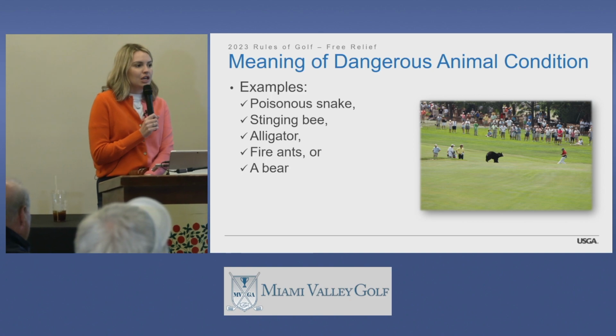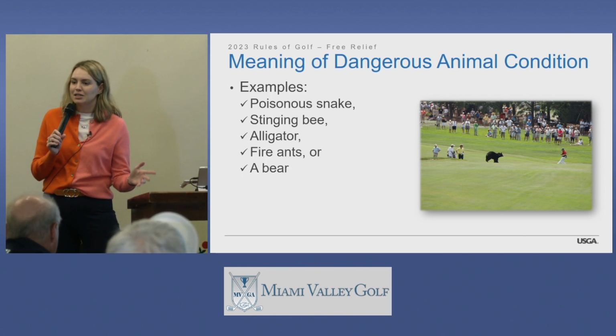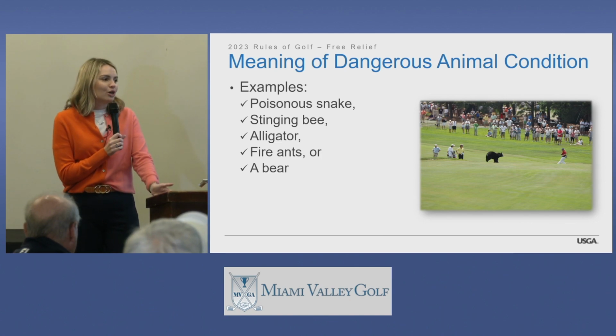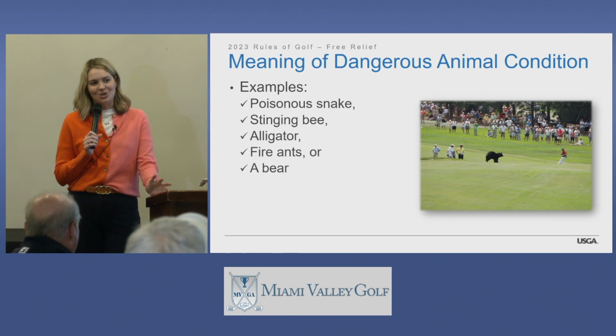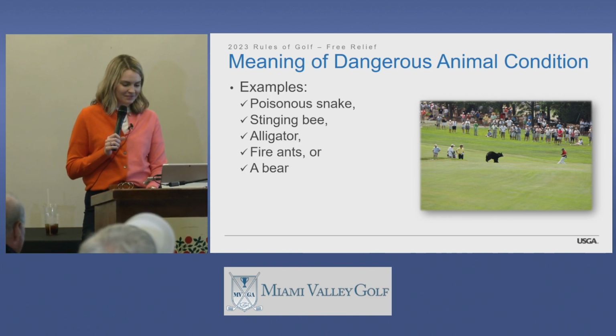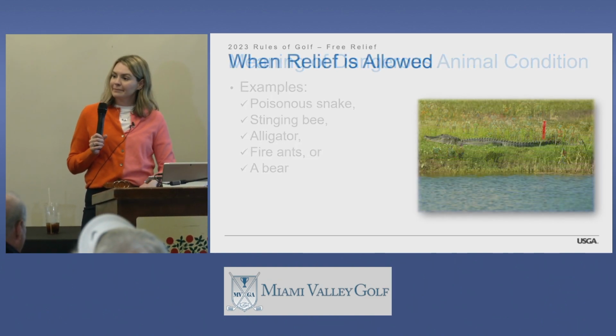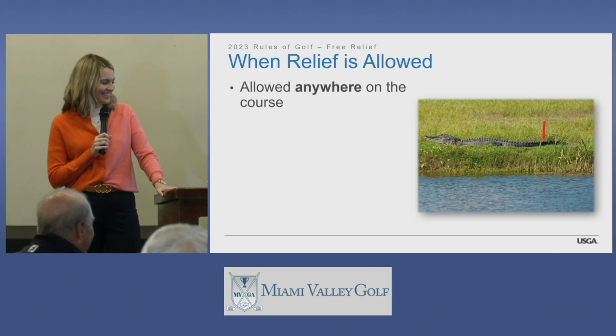Let's go ahead and give relief and get the player somewhere safe. Worth noting here that things like poison ivy, poison oak, jumping cactus, if you're out in Arizona, those aren't dangerous animals. We've got to have an animal to have a dangerous animal condition. So we don't give free relief from those types of things. What about a nasty playing partner? No relief from that, unfortunately.